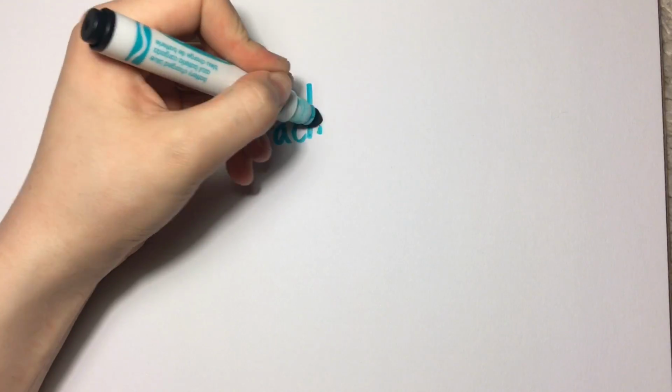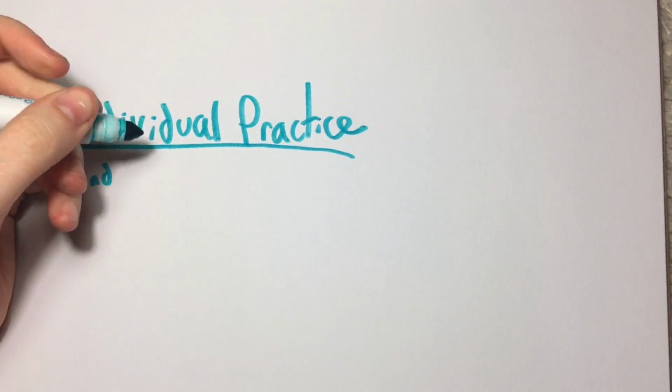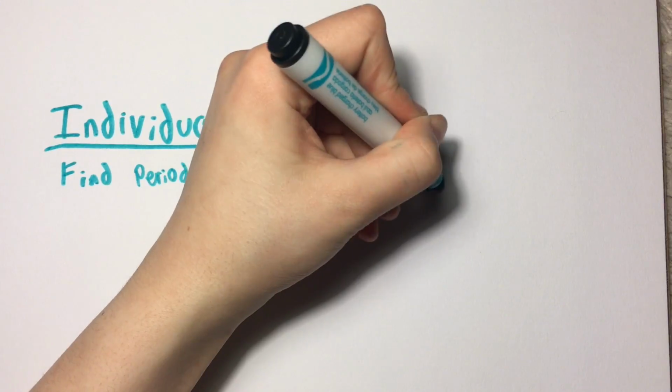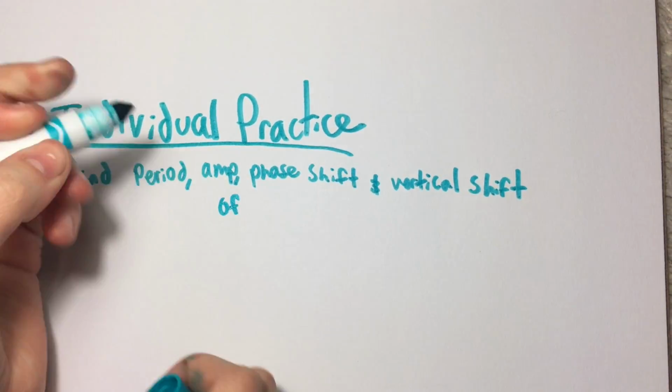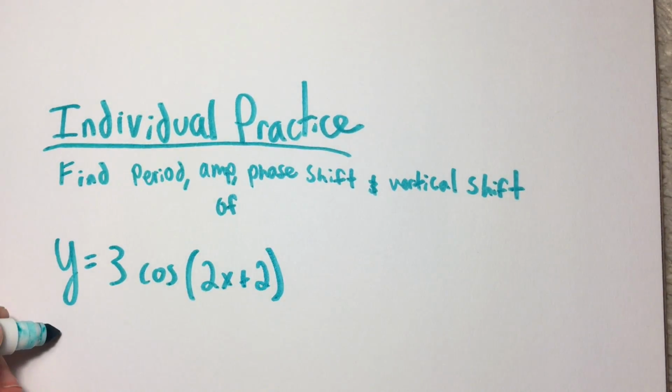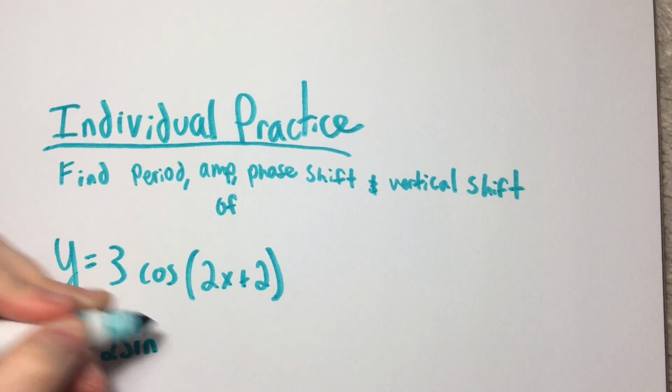To close off our lesson, now that you have a basic understanding of how to graph and use equations with trigonometric functions, here are 2 practice problems to work on by yourself. Find the period, amplitude, phase shift, and vertical shift of the following 2 equations and graph them.